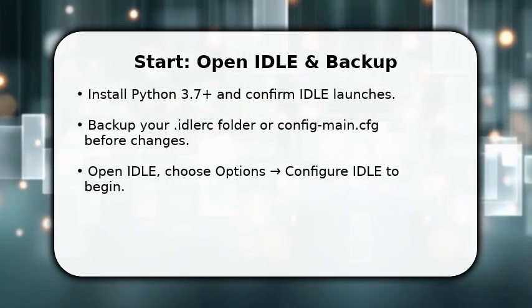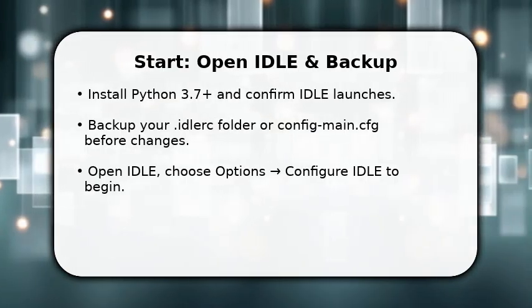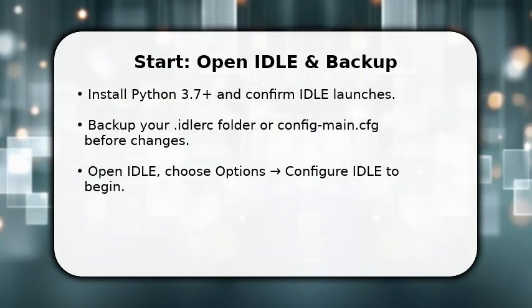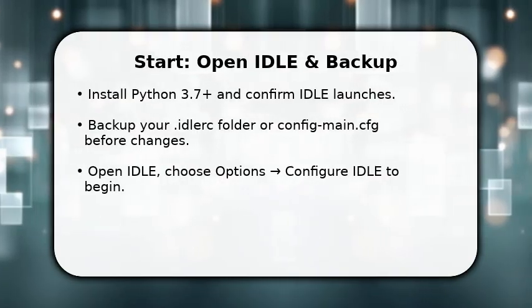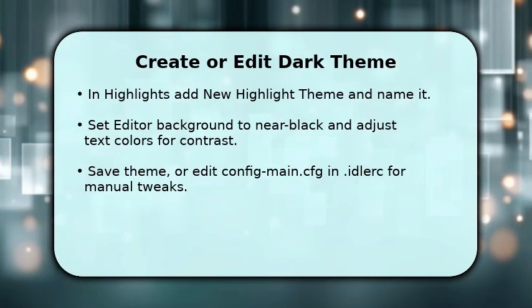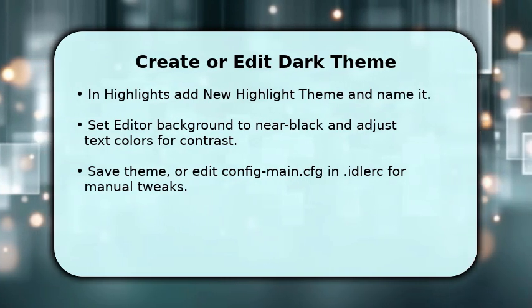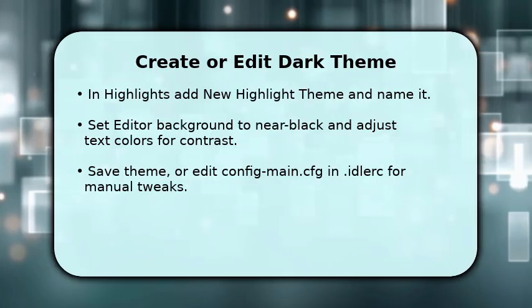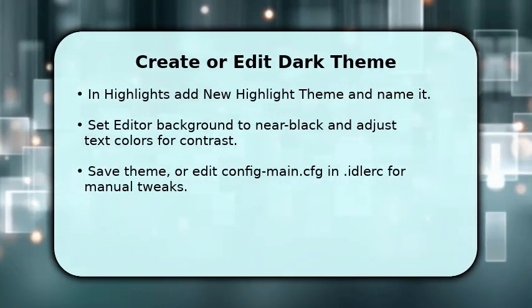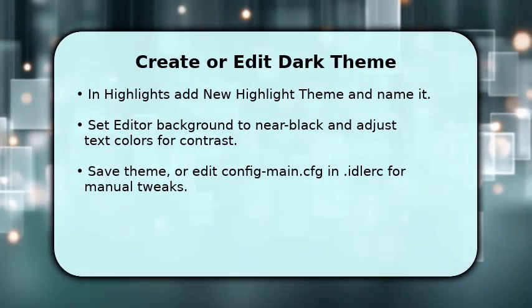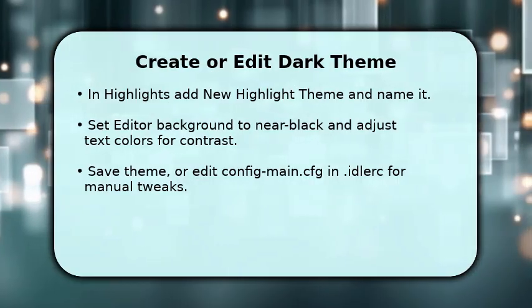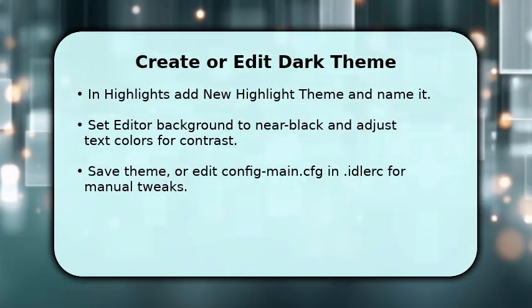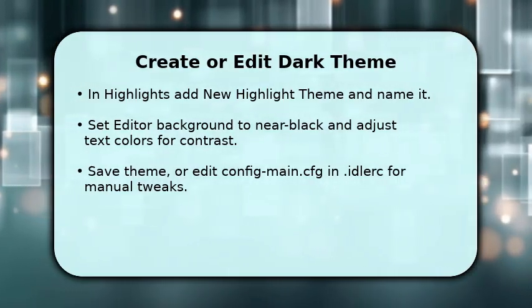IDLE supports custom themes. Create a new theme entry name and get ready to switch background and foreground values for the editor and shell. Now you'll create the dark theme step by step. Add a new highlight theme, give it a clear name, then change the editor background to a dark hex value and set normal text to a high contrast light color. Adjust Python, comment, string, and error colors so syntax remains readable. Once configured, click Apply and Save.